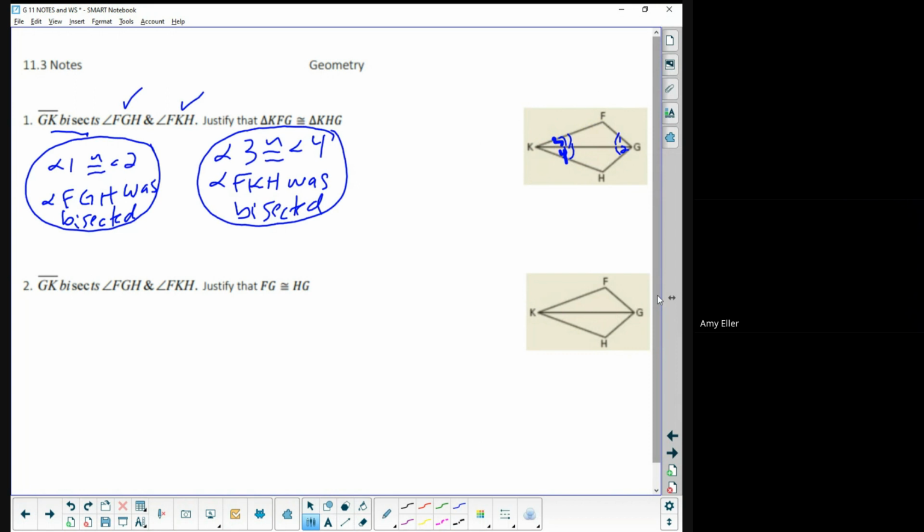When we look at our picture, there should be something that jumps out to us that we've seen a number of times, and that is reflexive. You notice that they have an overlapping side. This is again how we write reflexive. What side? KG from the top triangle matches KG from the bottom triangle.